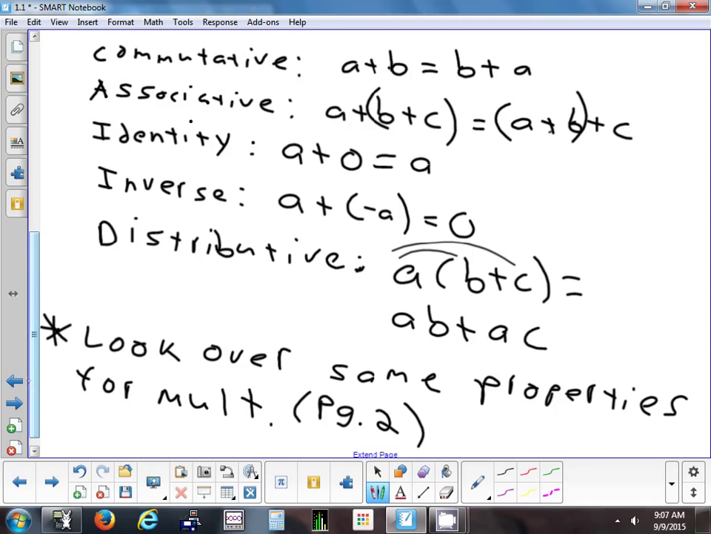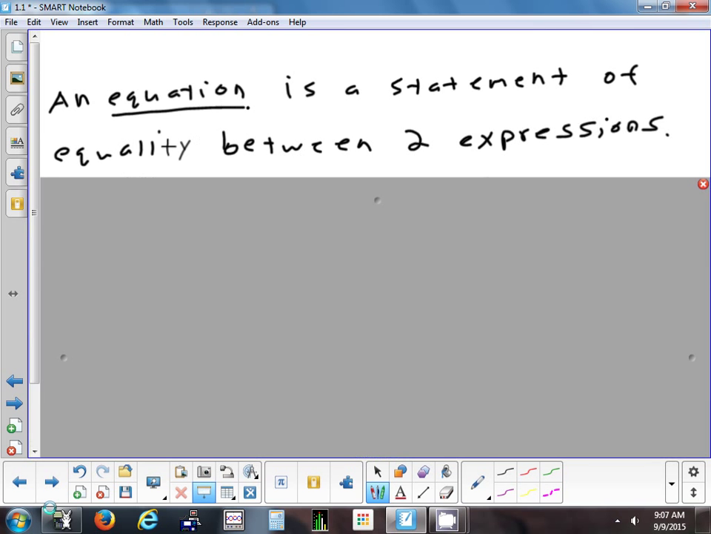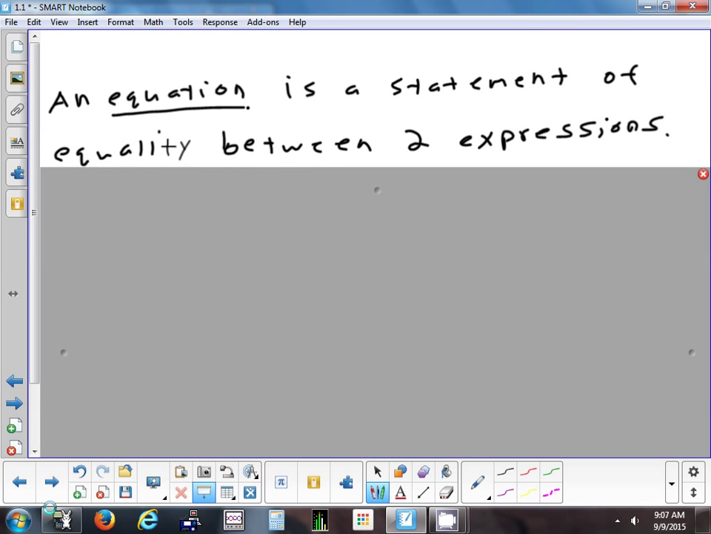Does anybody have any questions on these properties? Okay, just basic properties. All right, so an equation. What's an equation? Well, an equation is basically anything that has an equal sign in it. It's a statement of equality between two expressions. So you need something on the left, you need something on the right, you need an equal sign between them.